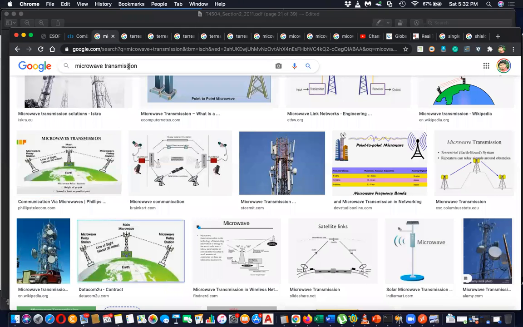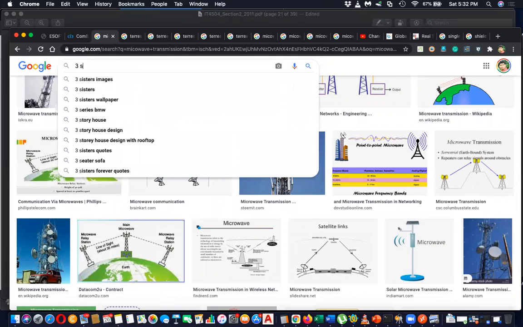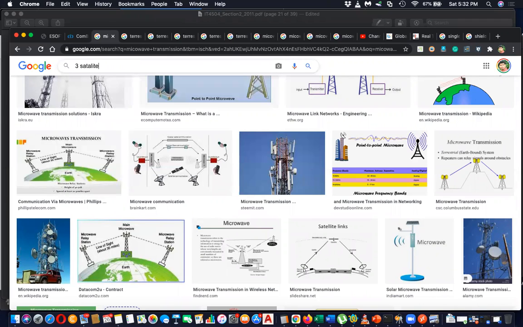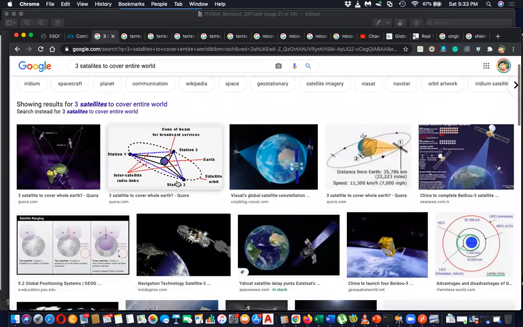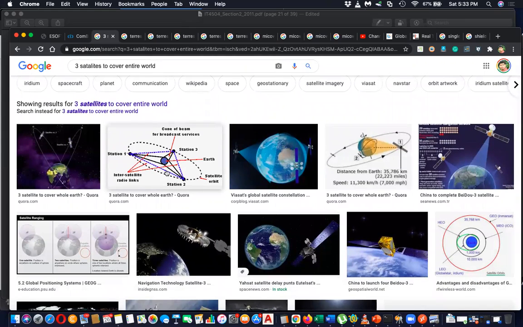So here 3 satellites to cover the entire world. So you can cover the entire world. So this is how it's covered using 3 satellites. So this is the Earth. Here's the 3 stations. 3 stations are connected to each other. And here you can see the angle.